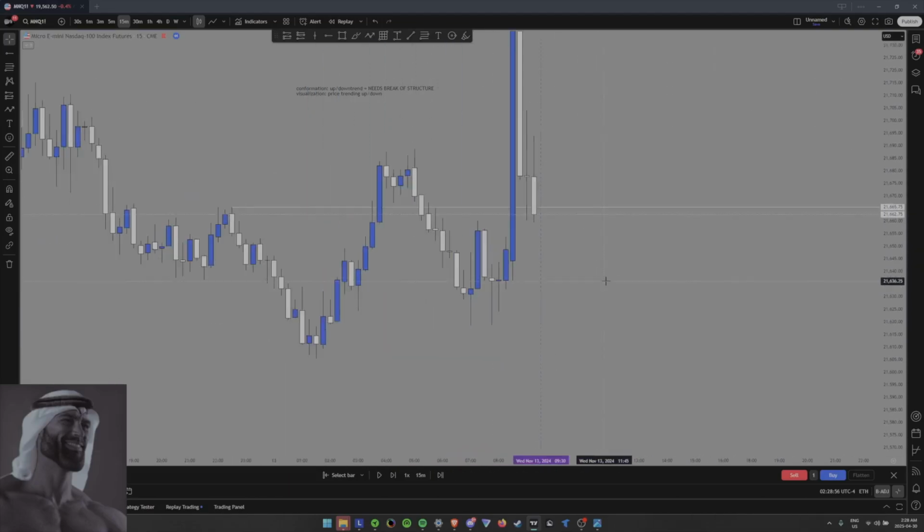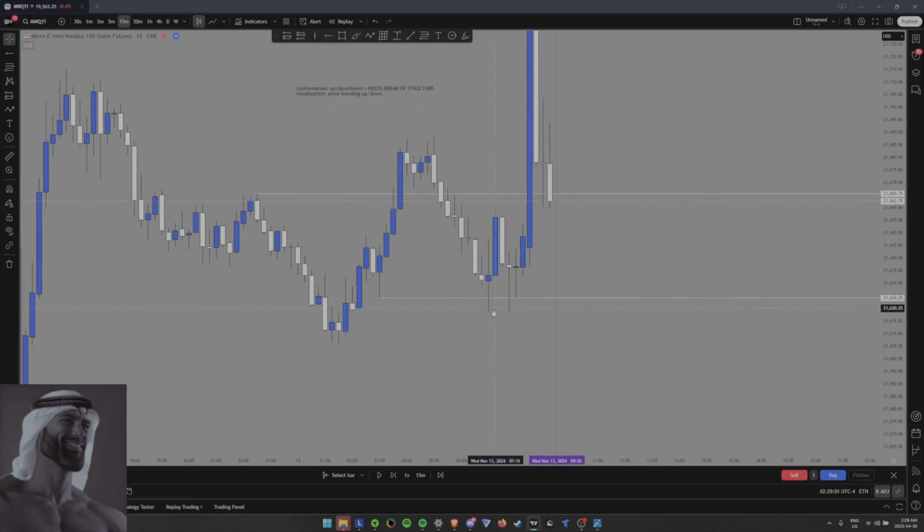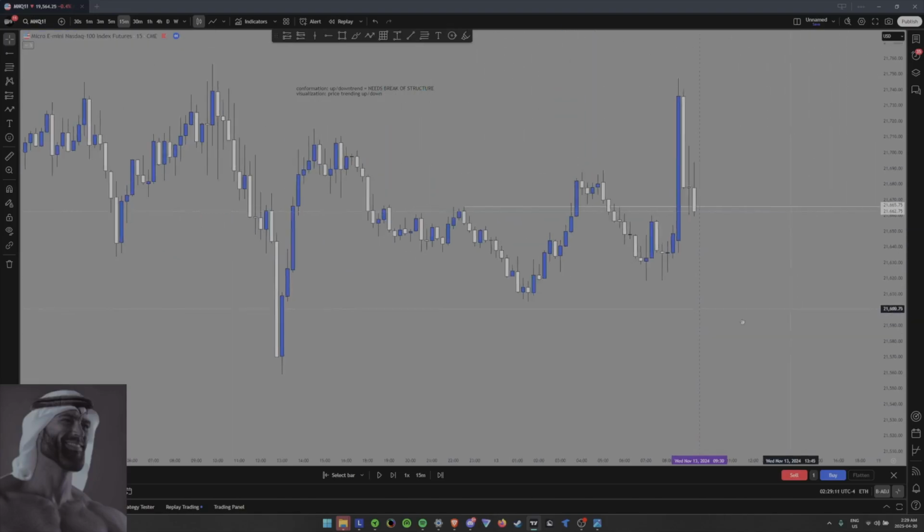See, this would be the previous lower low right here, but it just wicked. It didn't close. Okay, don't get fooled. These people who take breaks of structure off of wicks would have gotten fooled and taken out. Okay, the body has to close. Let's see where price goes.